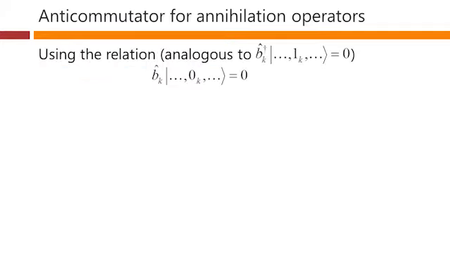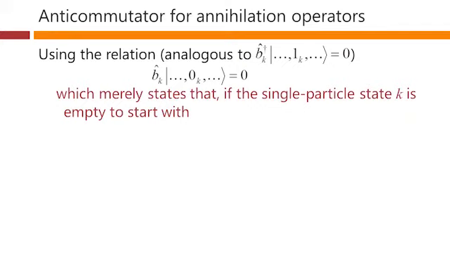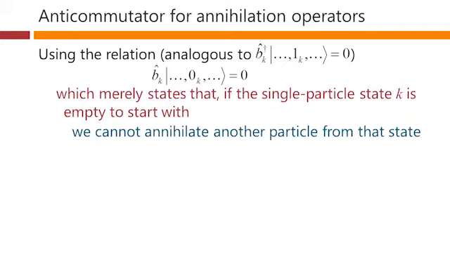Using the relation that's analogous to the one we had for the creation operator, in which this operator, the annihilation operator, operating on a state with no particles in the single particle state k, would give us a 0-length vector in the Hilbert space. So this is stating that if the single particle state was to be empty to start with, we cannot annihilate another particle from that state. So this is a property we give to this operator, if you like.